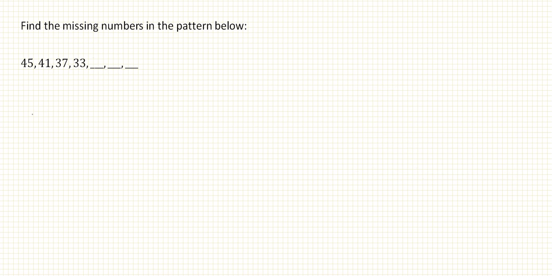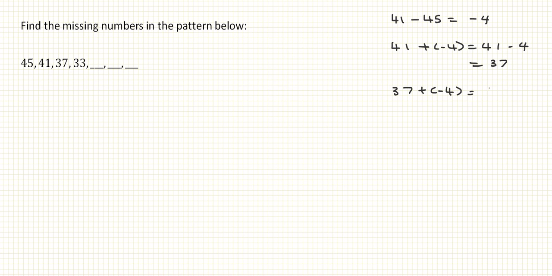Next example, we have 45, 41, 37, 33. So our first step is to subtract the first from the second. So we have 41 minus 45. This is going to give us negative 4. And so we're going to add negative 4 to every other term starting from the second term. So we have 41 plus negative 4, which is 41 minus 4. That should give us 37. 37 plus negative 4 should give us 37 minus 4, which is 33.